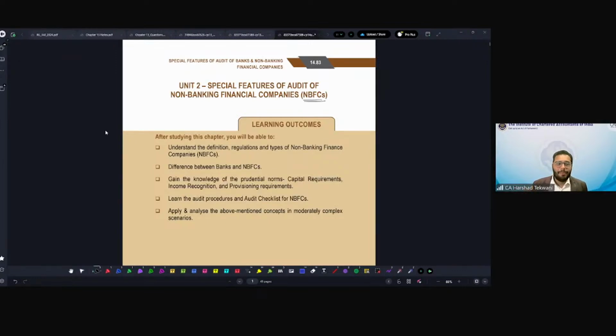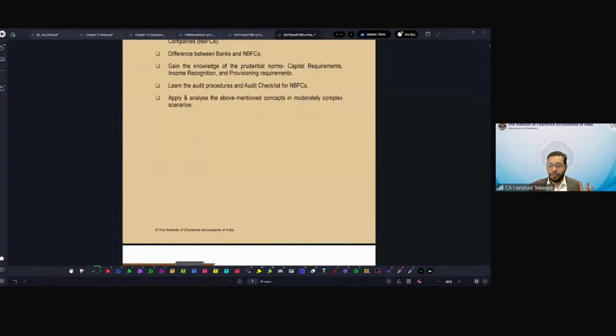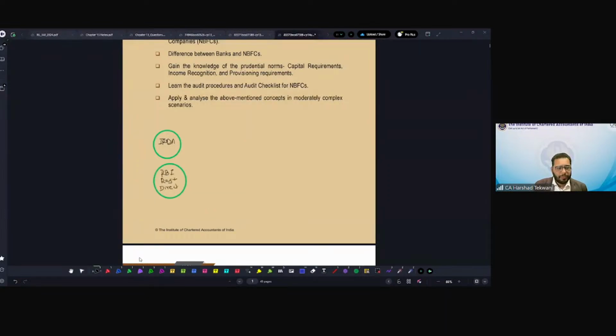Can anyone tell me the laws and regulations which are applicable to an NBFC? I hope you have read this chapter. I would expect everyone to answer now. This is very critical. So tell me which laws and regulations are applicable to NBFC. IRDA, yes, very good. Absolutely correct. RBI is also there.